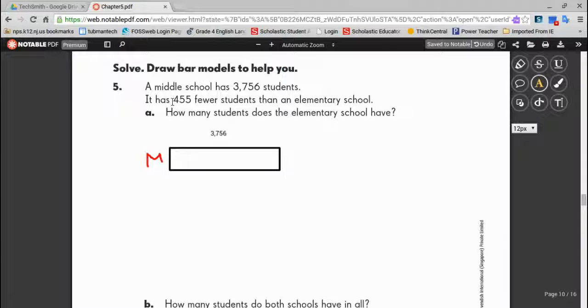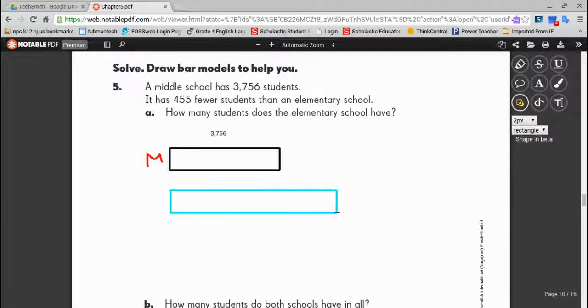Next, it has 455 fewer students than an elementary school. Okay, so let's figure out my second bar model for my elementary school. Now, do I draw a bigger one or a small one? Let's figure that out. It says a middle school has 3,756 students. It has 455 fewer students than an elementary school. So that means my elementary school needs to be bigger. Okay. So here's my elementary school that has a bigger bar model.